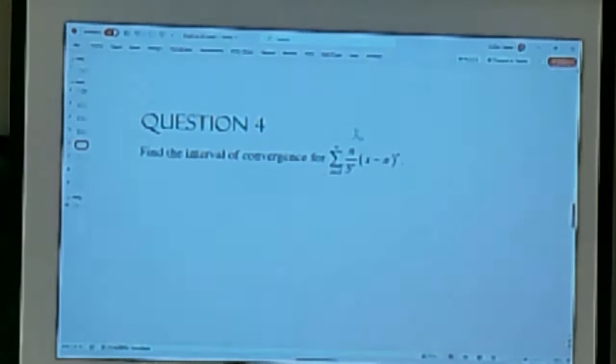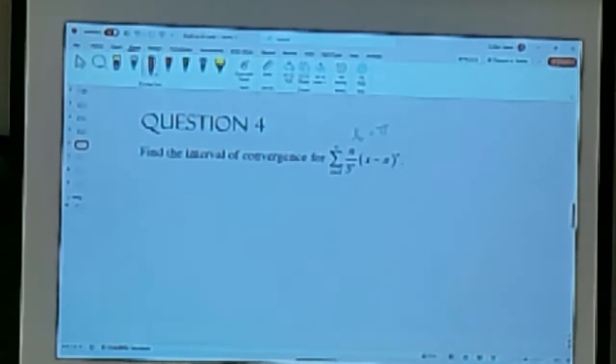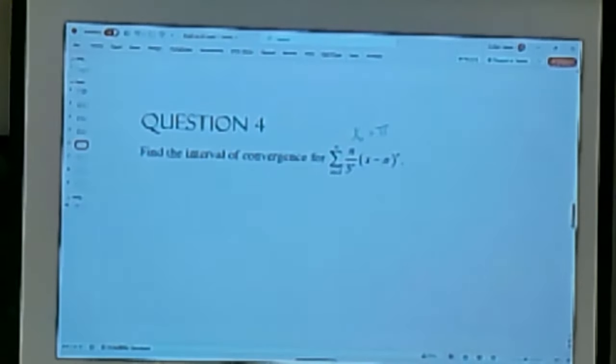What is our x naught? Pi. Which one? Minus pi or pi? Pi. Yeah. The other one was minus 1 because there was x plus 1, so x minus negative 1. All right. Again, generally speaking, finding x naught is not important when you're finding the interval. I'm only stating it to make observations.